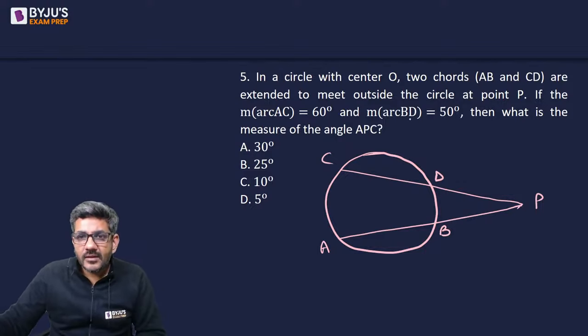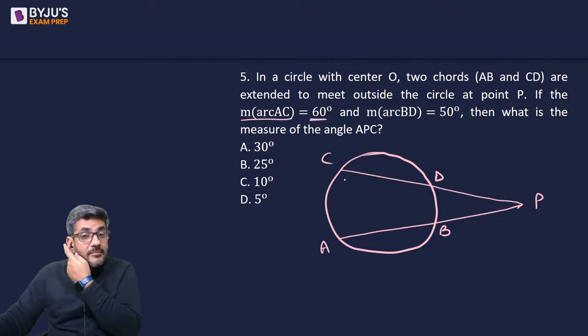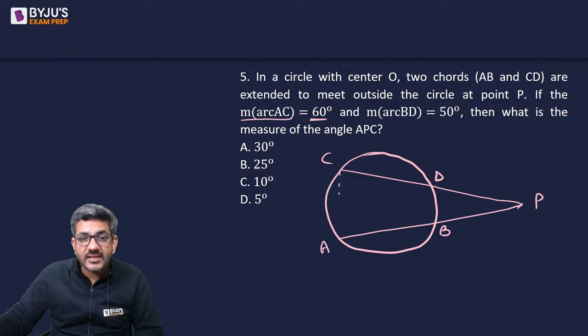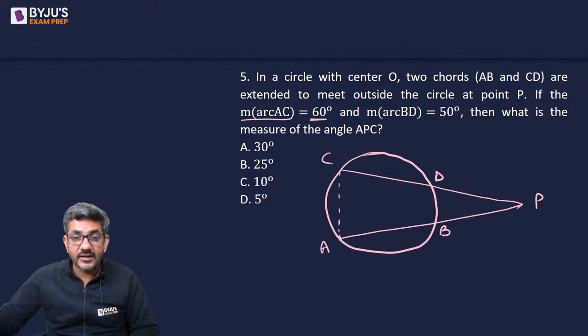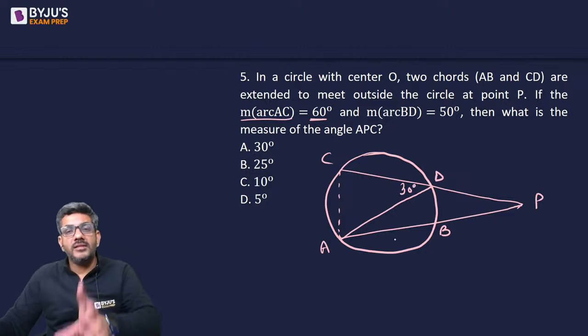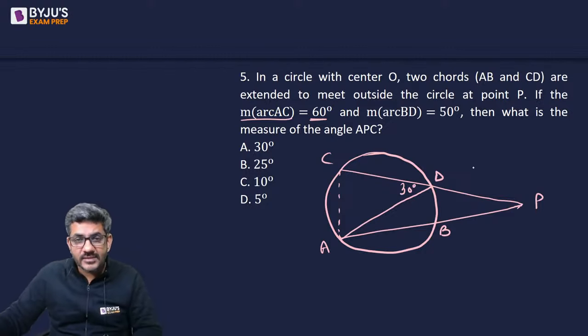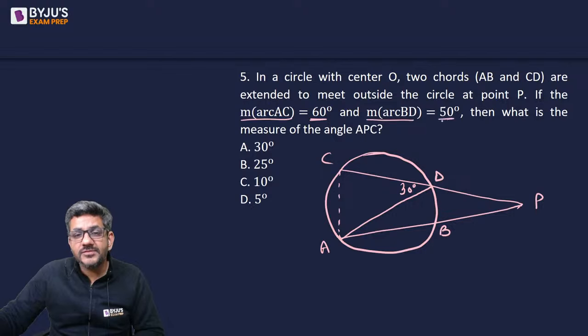He says that the measure of arc AC is 60. Measure of arc AC means that arc AC makes an angle of 60 degrees at the center. And if it makes 60 degrees at the center, we can say it makes 30 degrees on the circumference. The angle formed at the circumference is half of the angle formed at the center. That means that angle would be 30 degrees. What next? The measure of arc BD is 50 degrees.